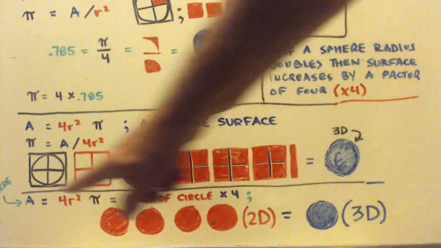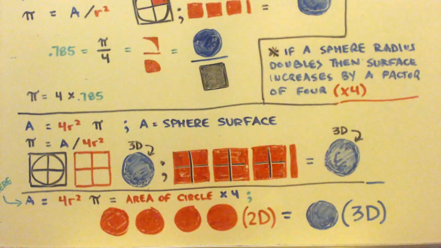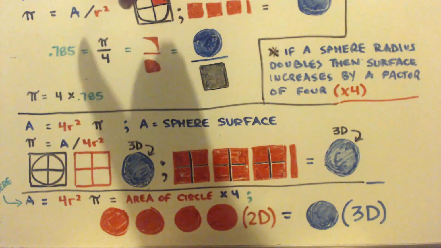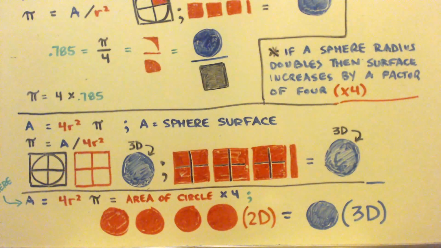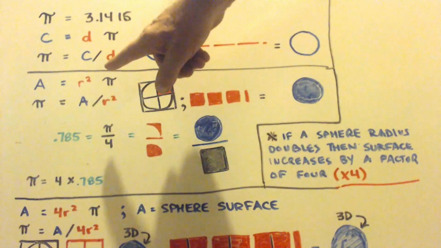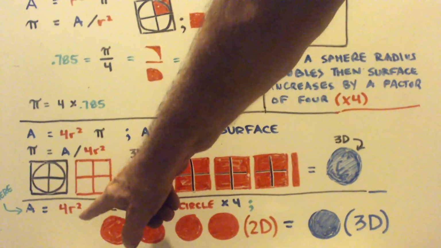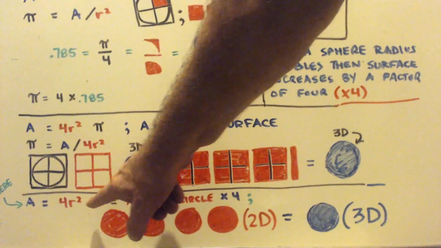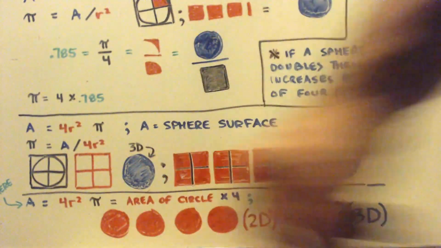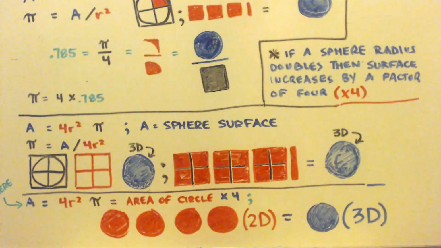See here, the area of the surface of the sphere is more than on a 2D circle, right? So you have to multiply it by 4, right? Up here, the area is r squared pi. Down here is r squared times pi times 4, right? Because it's a sphere, you got more surface area, right?